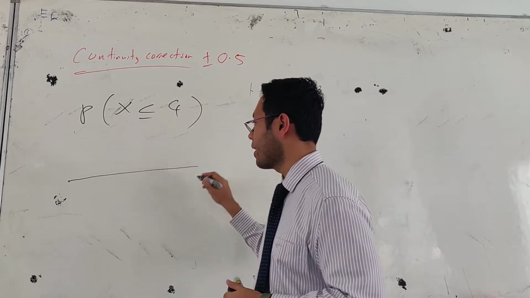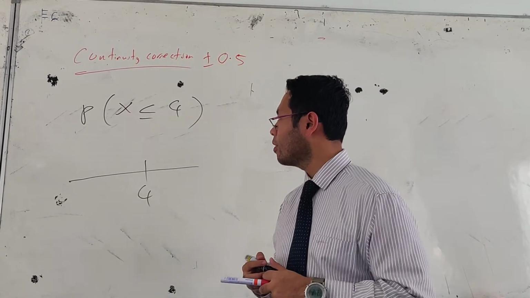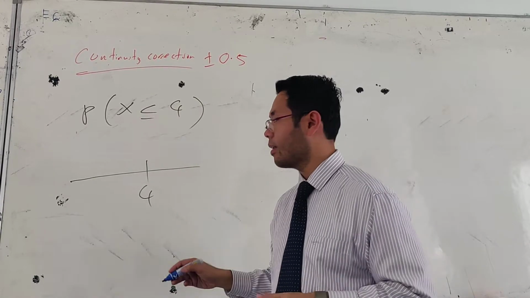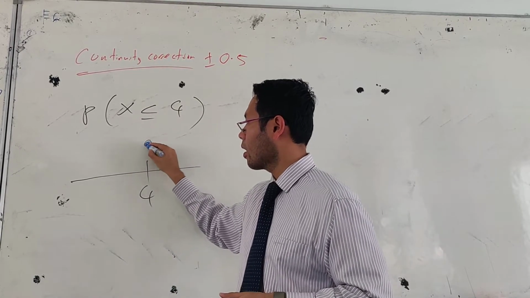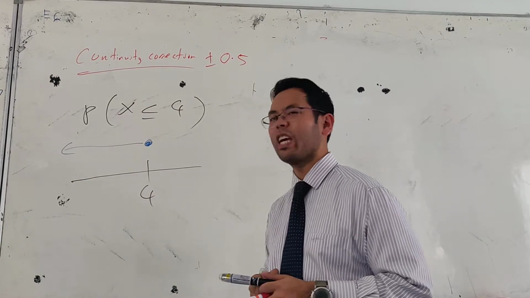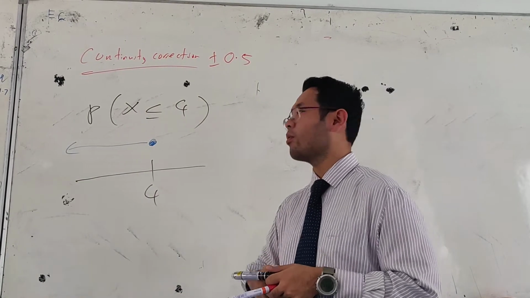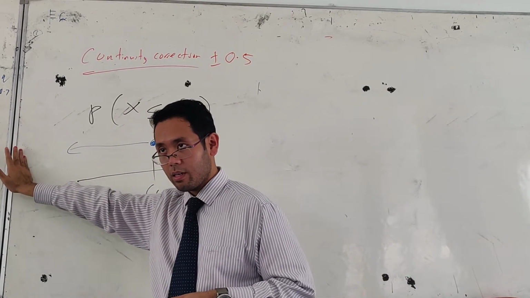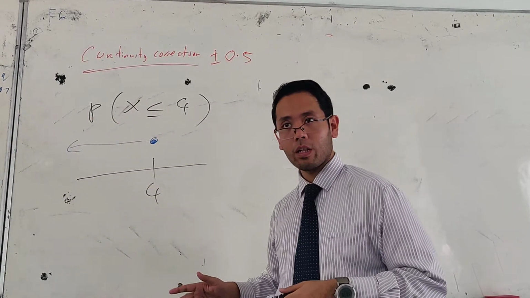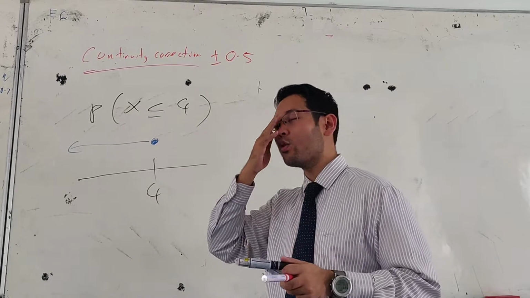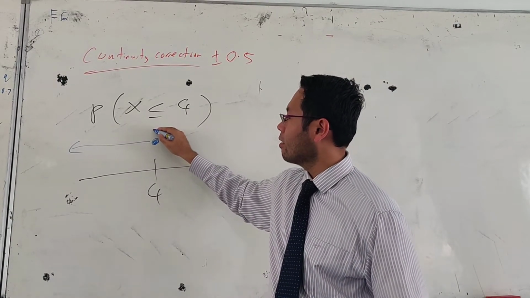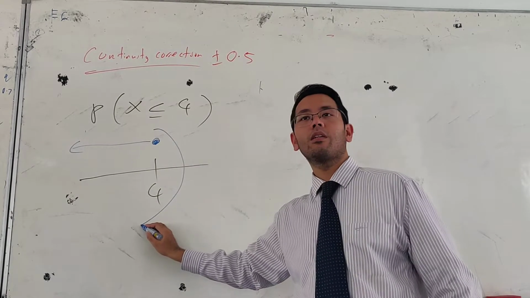Firstly, you draw the number line and you put down 4. Which way am I heading? Left or right? Left. Okay with that? Yeah. Now, this one is equal. I'm going in this way. I need to include the 4 as well. You okay with that? I need to include the 4. So I'm drawing a bracket in this direction.